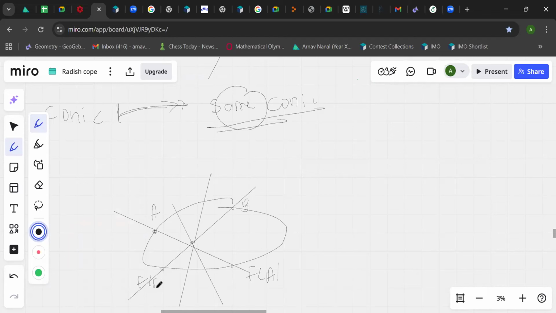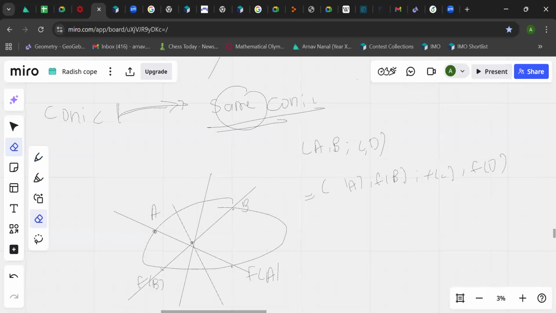So what I'm saying is when you're taking the cross ratio ABCD, that should be equal to the cross ratio FA, FB, FC, FD. Here, even if P is here, the cross ratio of FA, B, C, D and A, FA, FC, FD would still be equal, right? You mean to say we can do this? Yes, exactly. Yes, we can do that.